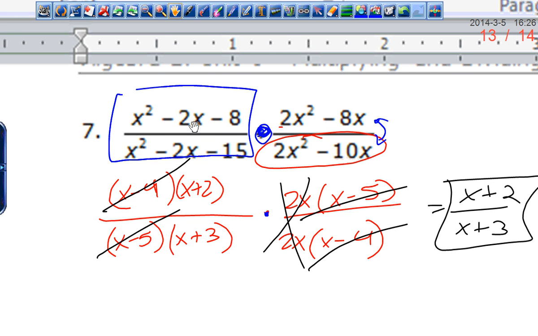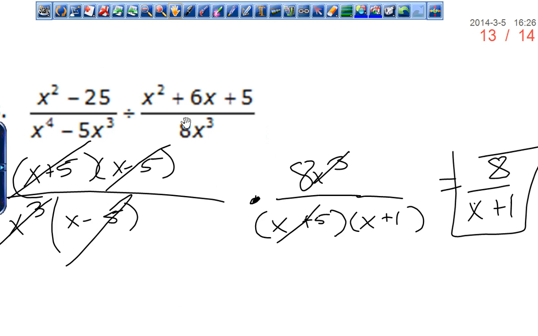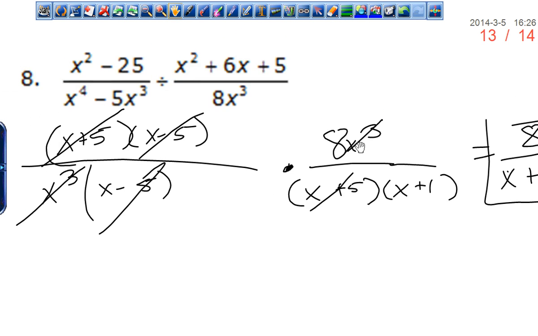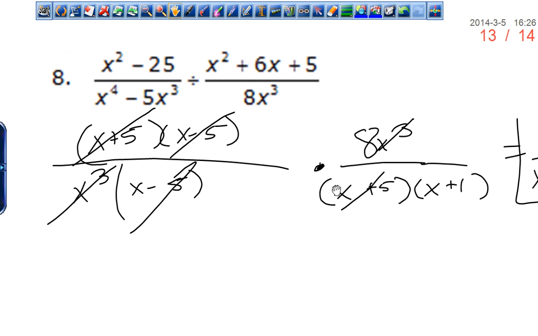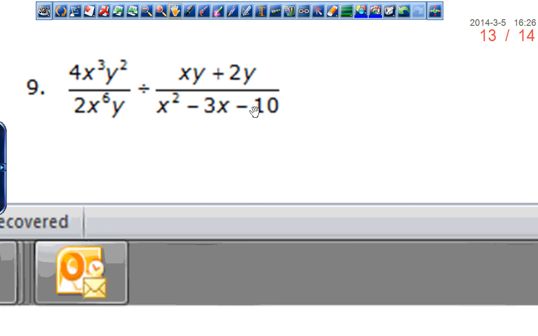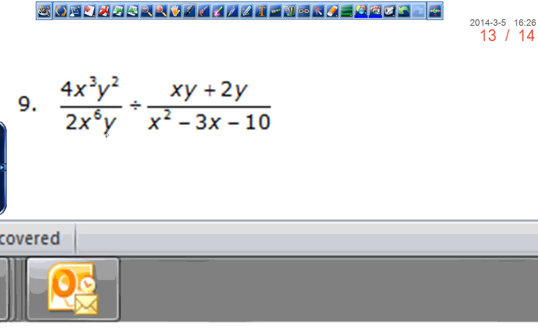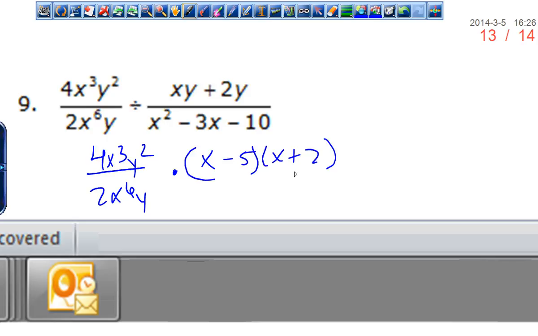Okay, let's see, number 8, go and pause it if you want to see the answer. Number 8, there's 8 over x plus 1. There's all my work. Feel free to look at that. Didn't do number 9. Let's see, it's 4x cubed y squared over 2x times 6y, times x minus 5x plus 2 over, let's see, a while came out of that, x plus 2. So as you can see, x plus 2's cancel out here.